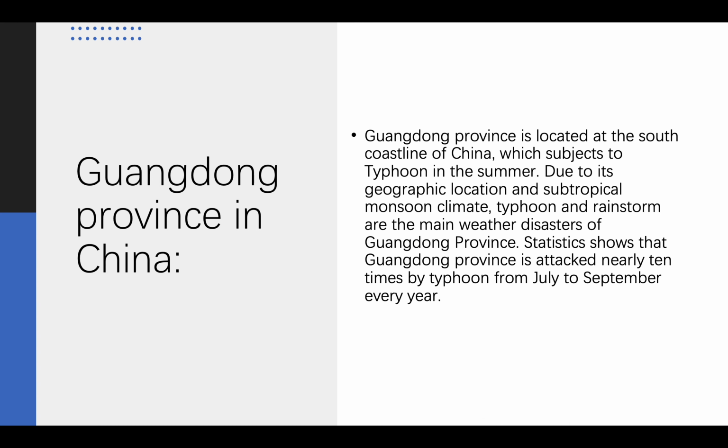So we can look at one case. I did a case about Guangdong province in China. Guangdong province is located on the south coastline of China and is subject to typhoons in the summer, which is severe weather. Due to its geographic location and subtropical monsoon climate, typhoon and rainstorm are the main weather disasters of Guangdong province. Statistics show that Guangdong province is attacked nearly 10 times by typhoons from July to September every year.